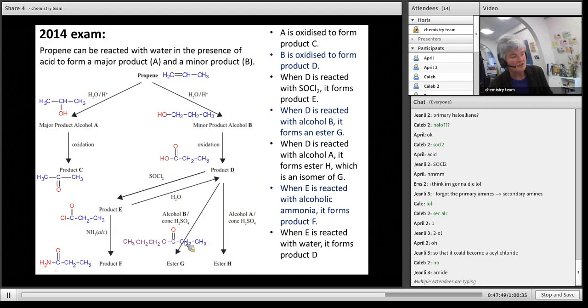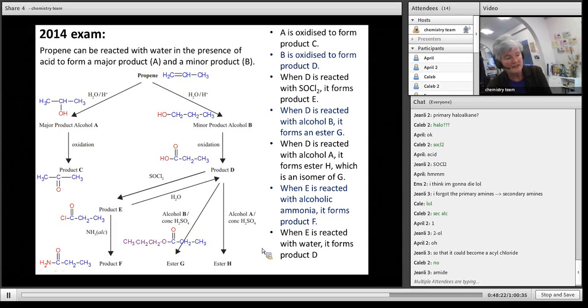Remember, we're taking product D and reacting it with alcohol B. Alcohol B was the primary one. What we're doing is, this is now the purple bit here. The O of the alcohol adds on, and we've got H2O being kicked out. The OH over here plus the H from the alcohol gets kicked out, and there's my ester.